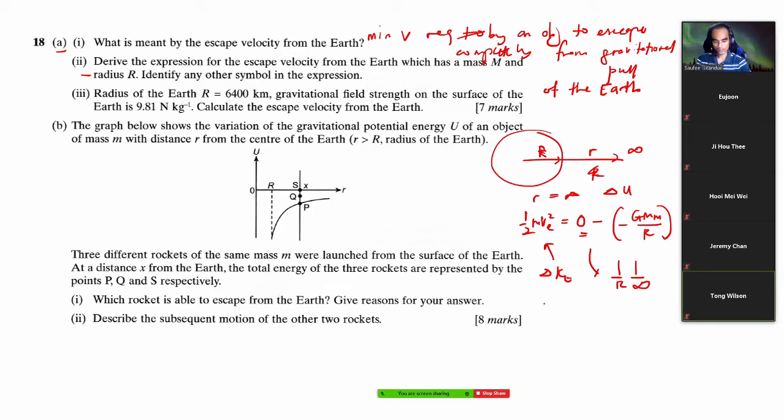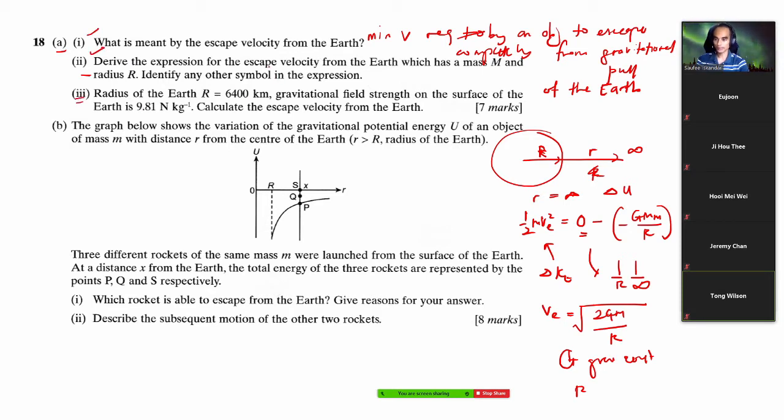So from there we have, if you arrange the formula, v squared equals 2GM divided by r, where G is the gravitational constant and r is the radius of the Earth. Okay, so we have finished A1 and A2. Now we go into A3.